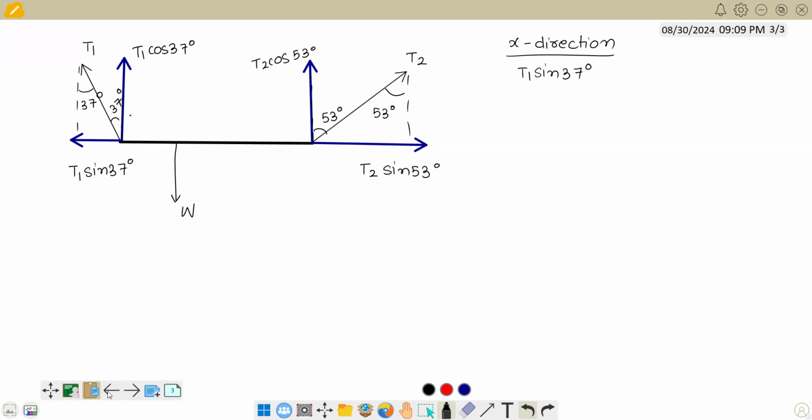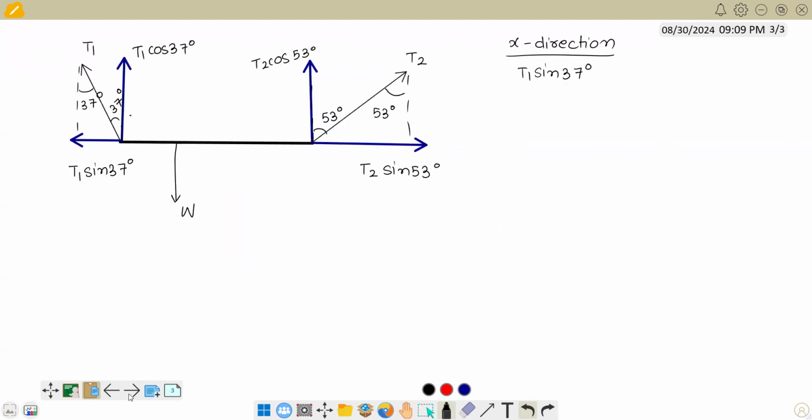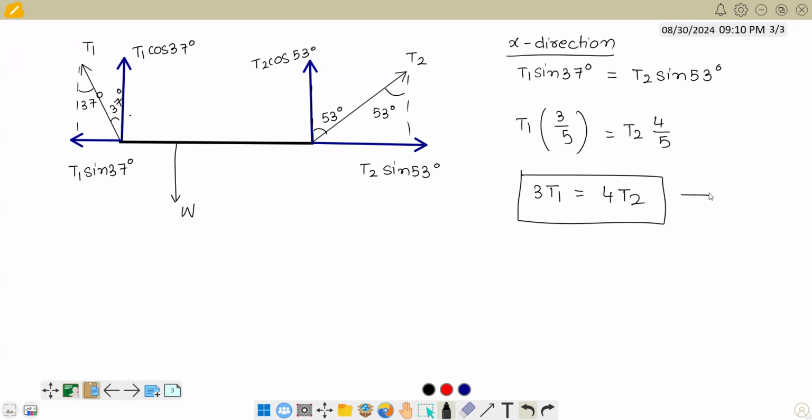How did I say the net force is 0? In the question only it is given that it is suspended at rest and there is no movement. So we can assume that the net force here is 0. So T1 sine 37 degrees, left side force equals right side force, T2 sine 53 degrees. So T1 into 3 by 5 equals T2 into 4 by 5. So we can write 3T1 equals 4T2. Let me call this equation 1.